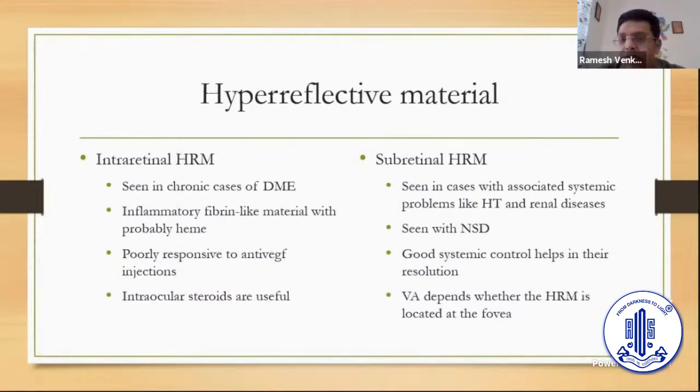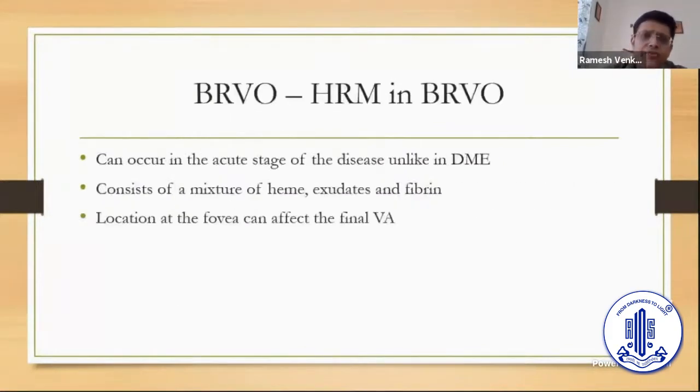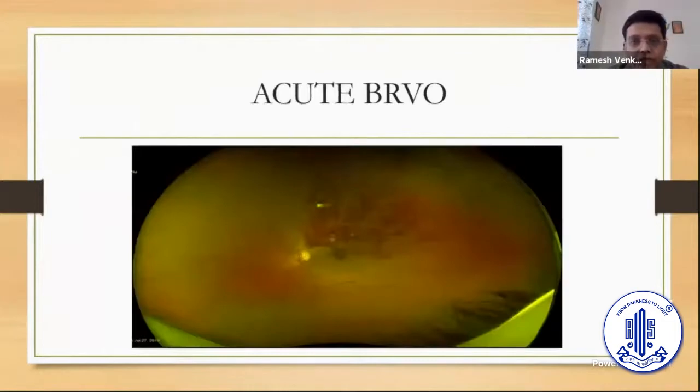And the visual acuity depends on whether the hyperreflective material is located underneath the fovea or not. So we also found this hyperreflective material in patients with acute BRVOs, where it is again a mixture of heme, exudates and fibrin, and it is the location at the fovea which decides what is going to happen to the final visual acuity.